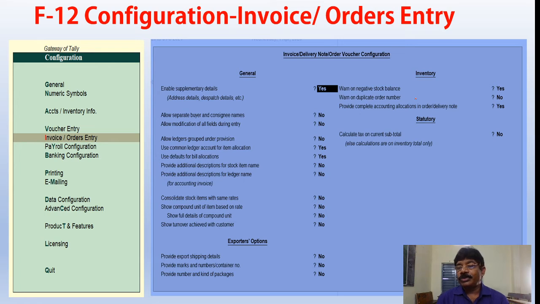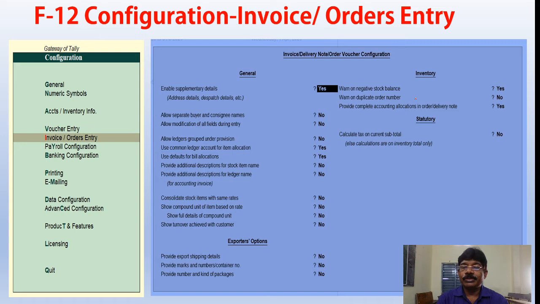Inventory, negative stock balance we already kept in accounts and inventory. Again he is giving that option. Warn on duplicate order: if we already passed an order with the same name or same order and we are going to pass it again, then it will alert us about the duplicate. Provide complete accounting allocations in order and delivery note. If we say yes, then it will be displayed and printed on the purchase order or delivery note.